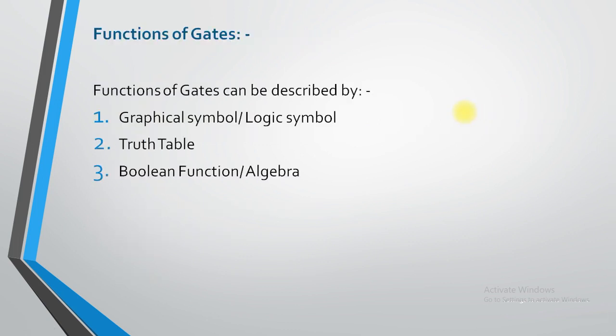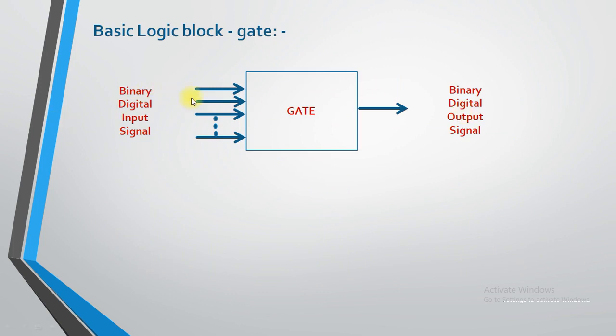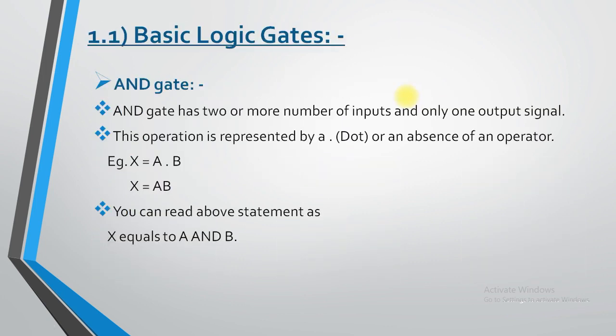In the block diagram of the gate also, there are a number of input signals, but the output would always be 1. So the variables A, B and C are known as input signals, and X is referred to as the output signal. So the AND gate has 2 or more inputs, but the output would be 1 in all the cases. Now see, this operation is represented by a dot. That means dot is the symbol you can refer to when you work with the AND gate.